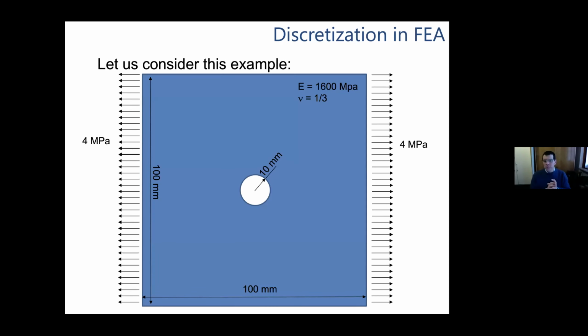To explain both of these concepts, I will consider a very simple example. You consider an infinite plate, that in this case I consider 200 by 200 for my simulations, with a hole of 10 millimeters in radius in the middle. This plate is subjected to a uniform pressure, a stress of 4 megapascals, at both ends. The plate is made of a material with a Young modulus of 1,600 megapascals and a Poisson ratio of 1/3. The advantage of this problem is that if this is an infinite plate, it has an analytic solution, so I know exactly what I should be getting. So I can always quantify the quality of my numerical solution.